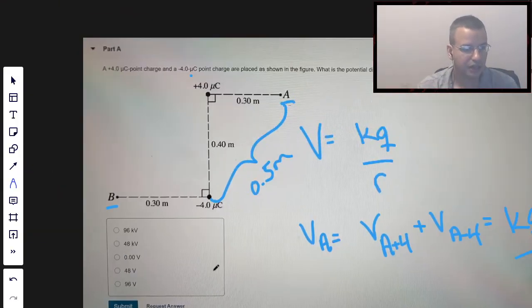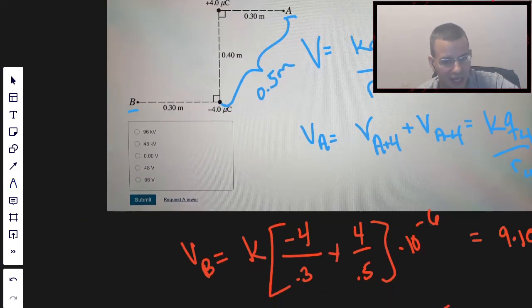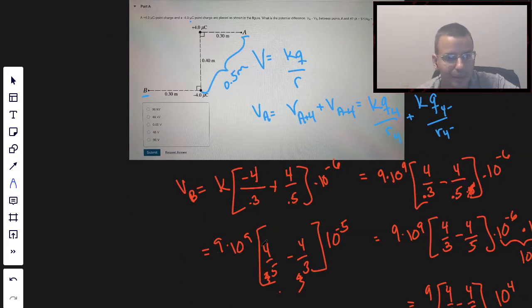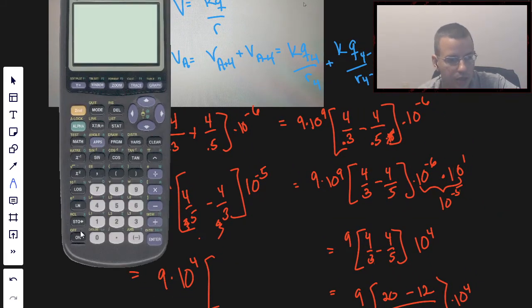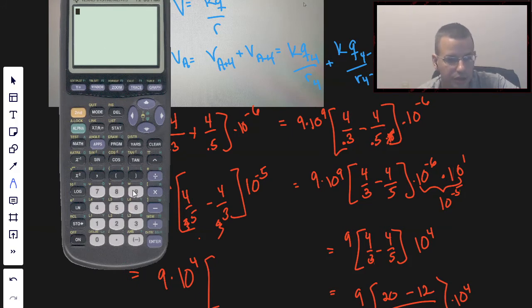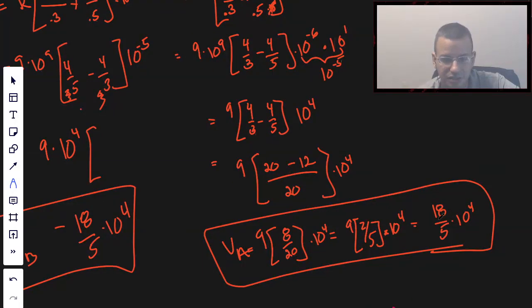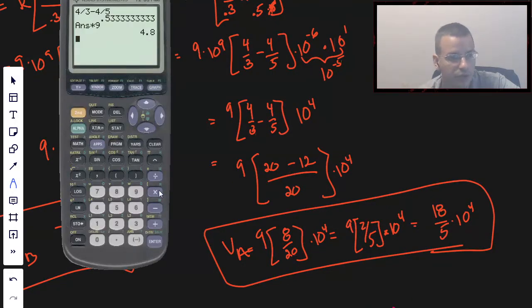Let's see what we got here. No, not possible. So let's see, what did I mess up? I'm going to check the calculator real quick. We're going to do on, clear. We're going to do 4 divided by 3 minus 4 divided by 5 times 9. That was my mistake. So times 2, 9.6.